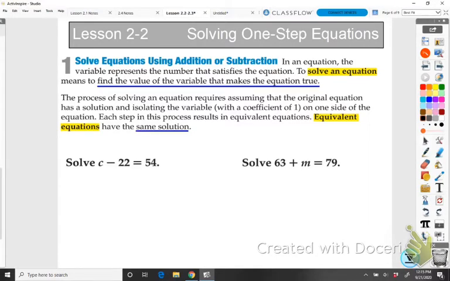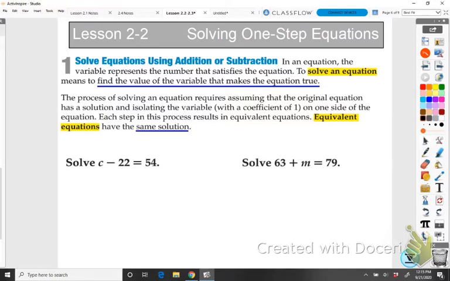This is lesson 2.2 and 2.3 on solving one-step and multi-step equations. So from the pretest, some of you may have already understood the one-step equations, maybe not so much the one with the fraction, but we'll talk about these different levels of equations throughout this week.